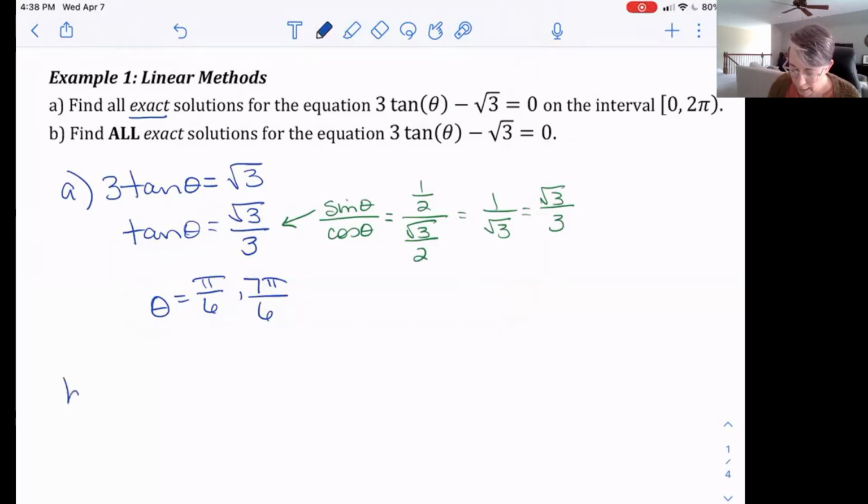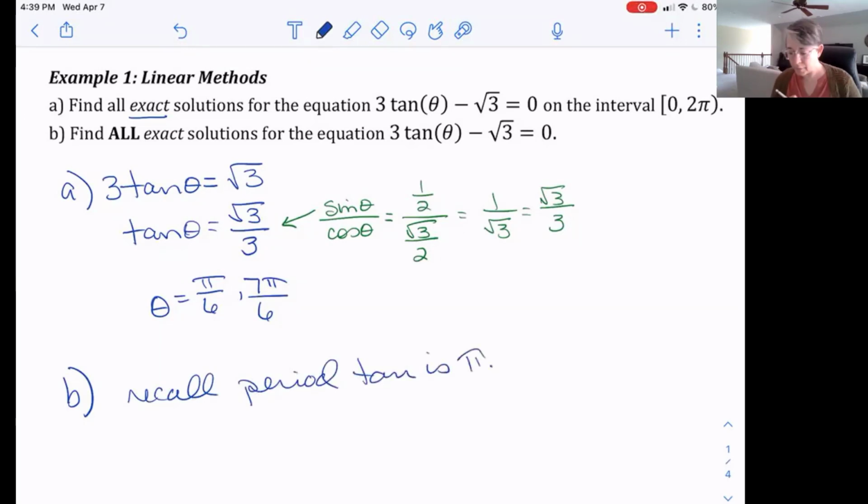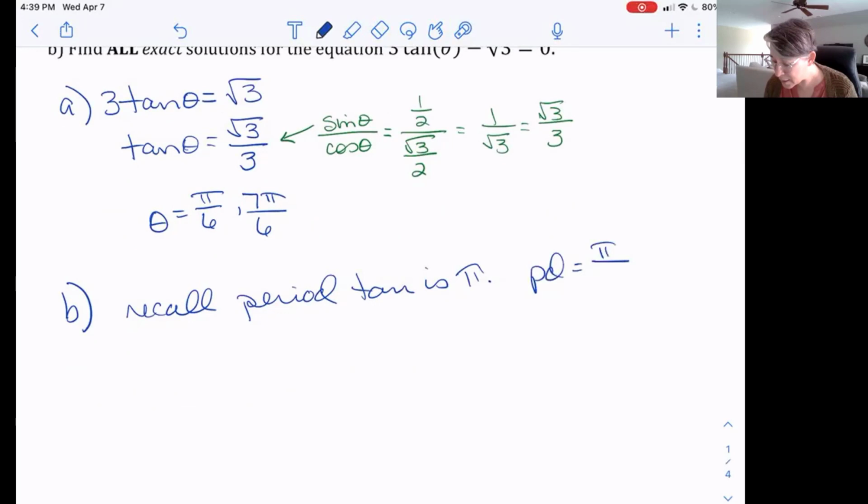But then in part B, they're wanting us to find all exact solutions, and they didn't give us an interval. So that means we need to show how often these solutions repeat. Recall that our period for tangent is pi, or it would be pi divided by b if you had something being multiplied by that angle in there. But since there's nothing, it's just a theta, then every pi units, we're going to hit that same value.